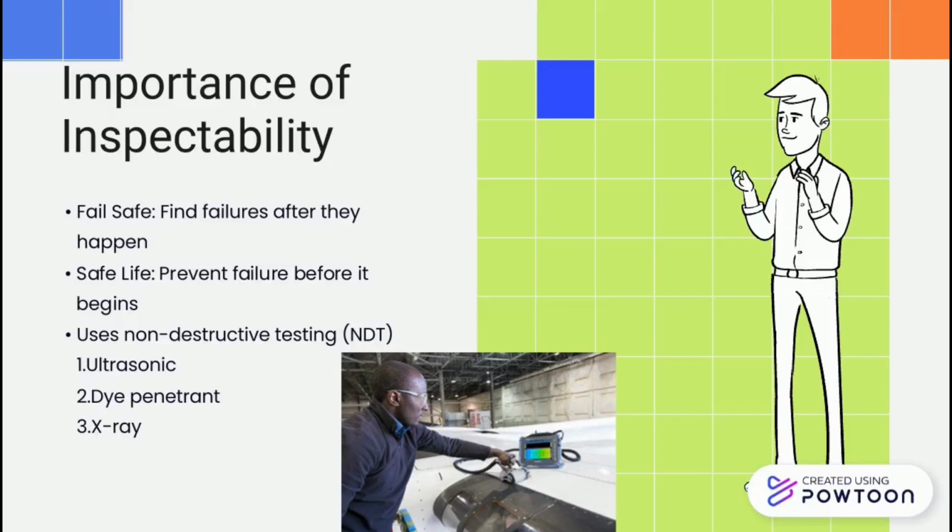In aviation, highly trained technicians perform non-destructive testing such as ultrasonic testing, X-ray scans, and dye penetrant testing to monitor fatigue cracks in fuselage panels, blades, and pins. This level of inspectability ensures that the system remains reliable over time.